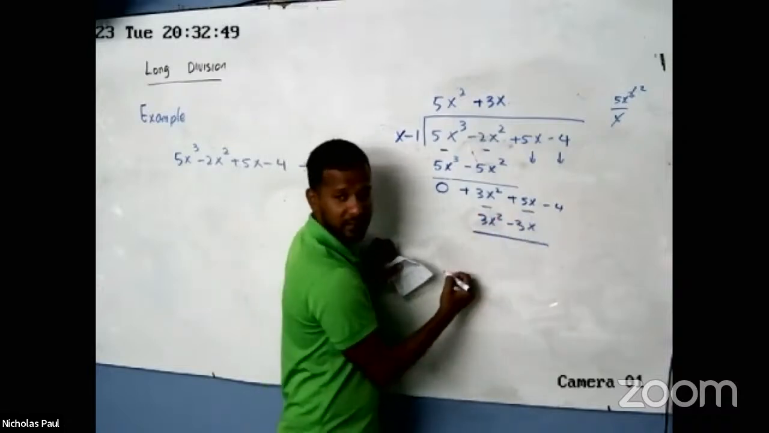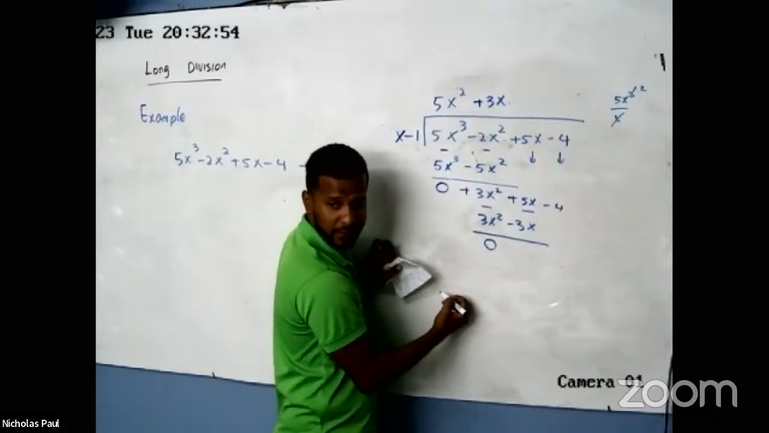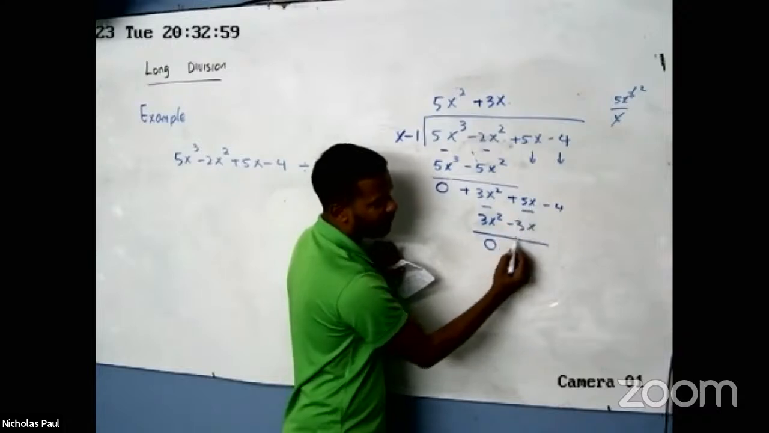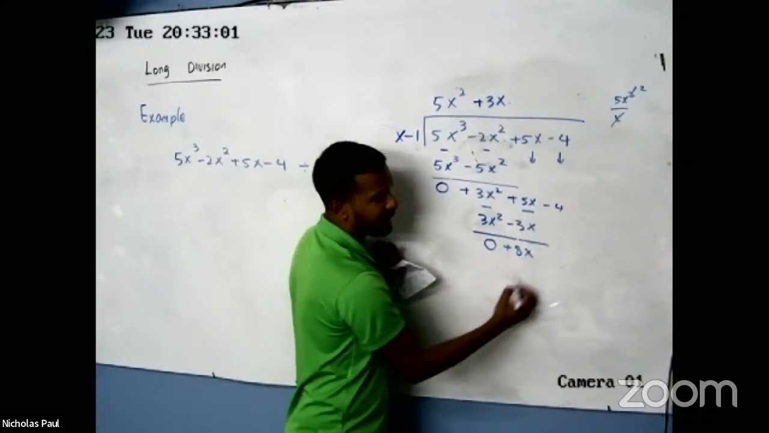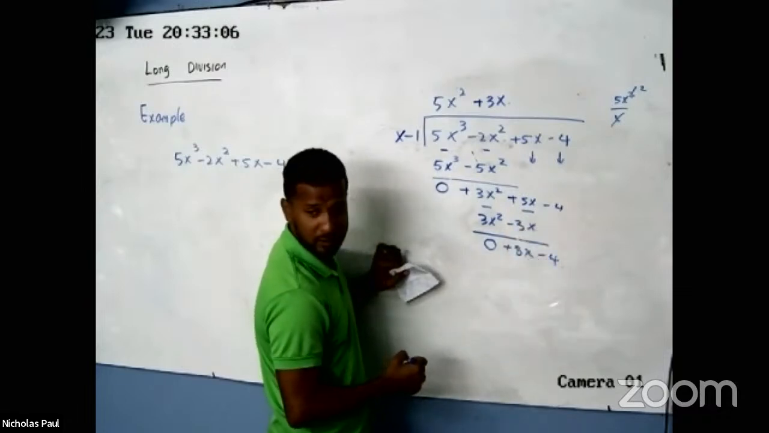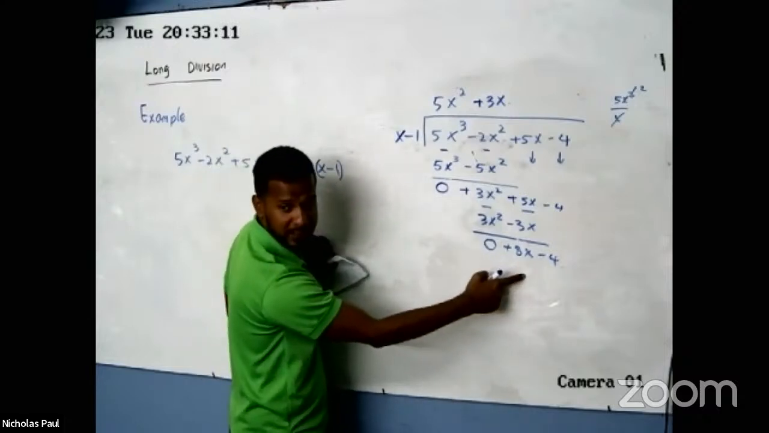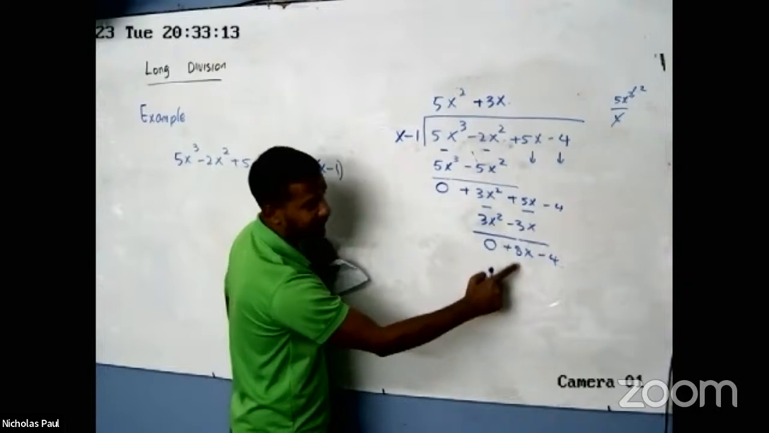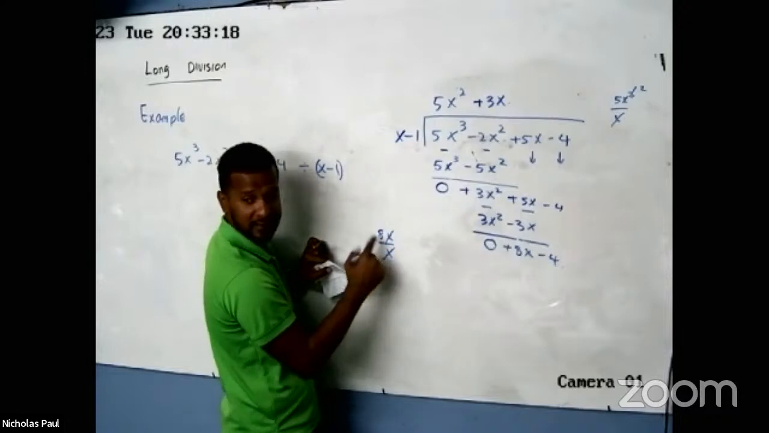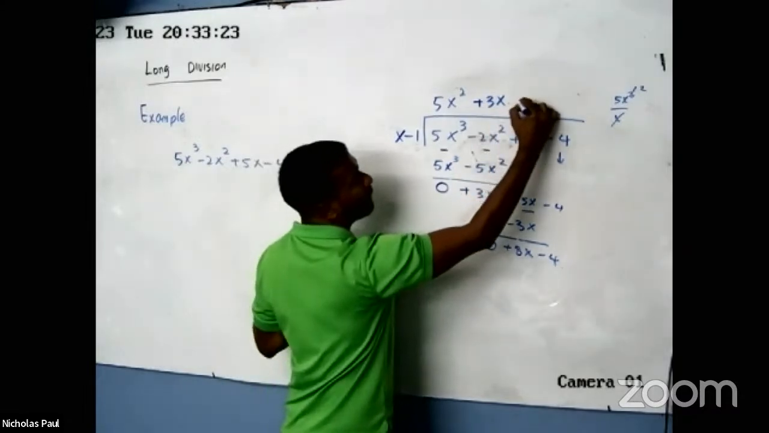Minus. 3x squared minus 3x squared, that's 0. Okay? 5x minus a minus is a plus. 5x plus 3x is 8x. Then you bring down the minus 4. What's the next step, Karen? What to do again? Check and see if this could go into that. So what is 8x divided by x? The x will cancel and you will get plus 8.